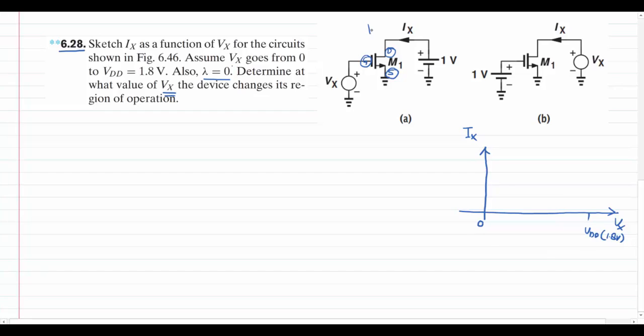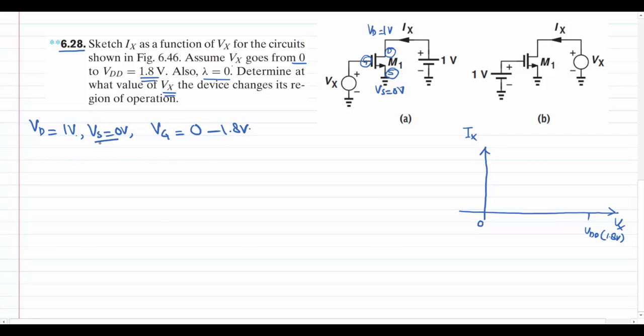Here VD is 1 volt and the Vs is 0 volts, and the Vg is varying from 0 to 1.8. So let's write all these things here. So VD is 1 volt, Vs is 0 volts, and Vg varies from 0 to 1.8 volts.